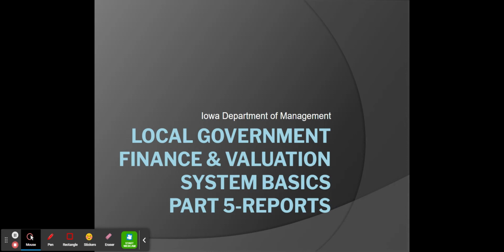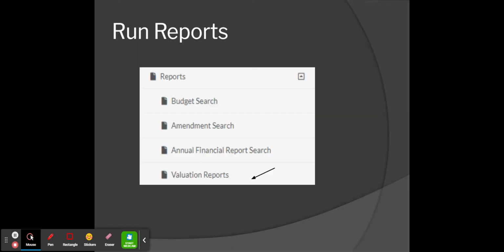This is Carrie Johnson with the Iowa Department of Management, and this is part 5 of a webinar series to provide county auditors and their staff some information as they start to work on the 2022 submission of valuation data to Department of Management. This part 5 is going to talk specifically about the different reports that are available to you as a county auditor, and some highlights of those reports and things you would want to double check.